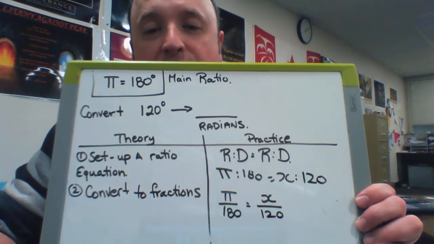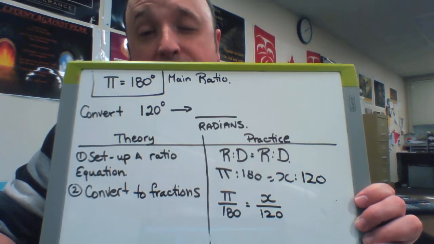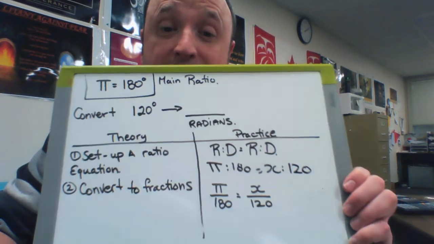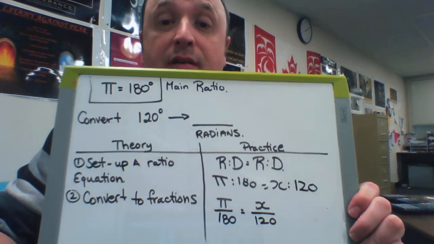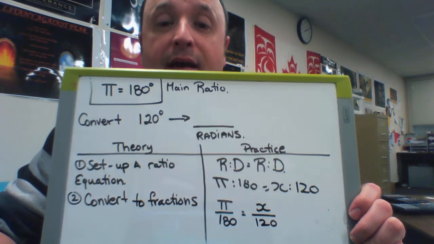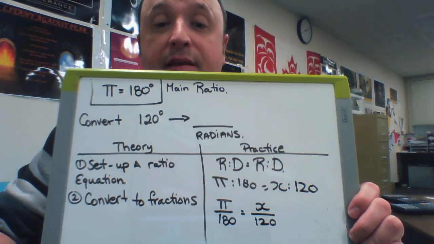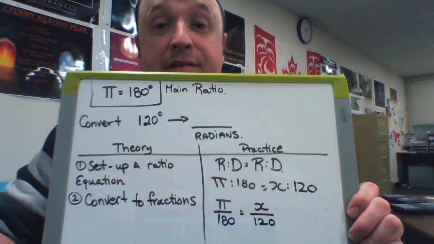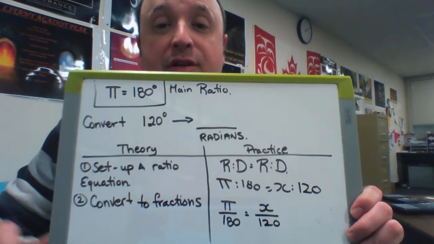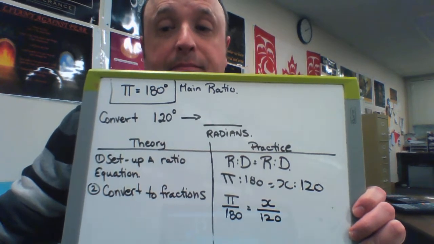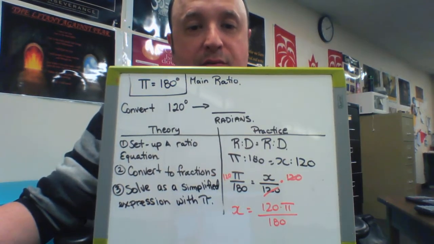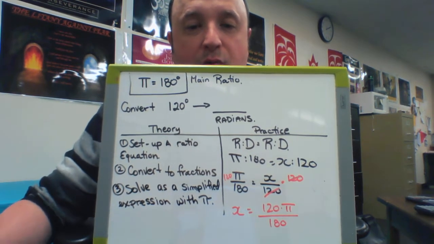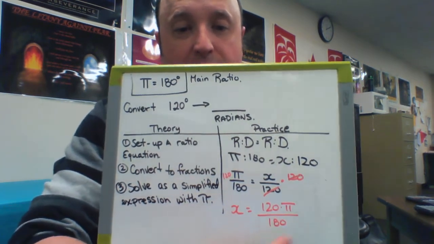And when you do that, I don't want you to give me the decimal answer. I want you to give me the simplified fraction, leaving pi as an expression in your answer, and you're going to get this complicated looking fraction. So let's have a look at that. Okay, so you can see I times both sides by 120, cancels out on the bottom of the x there, and I'm left with 120 times pi divided by 180.